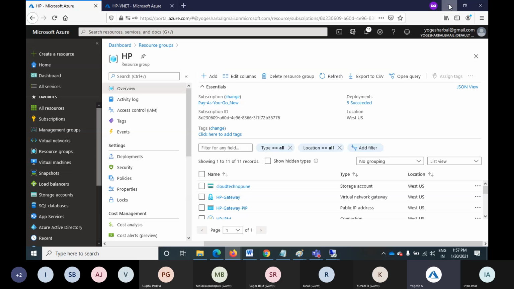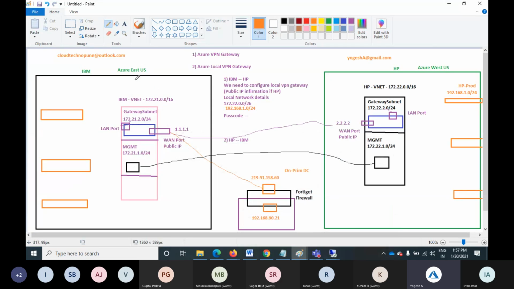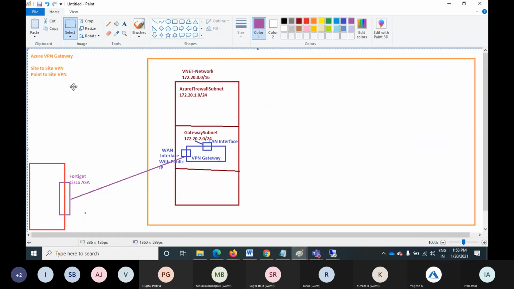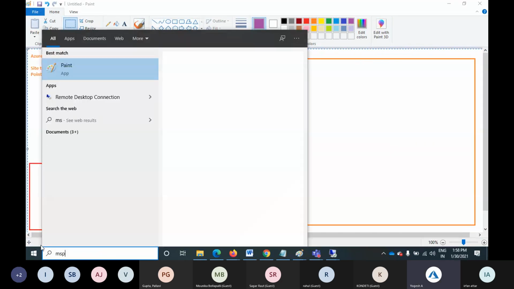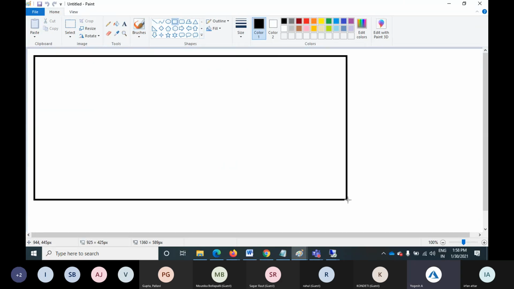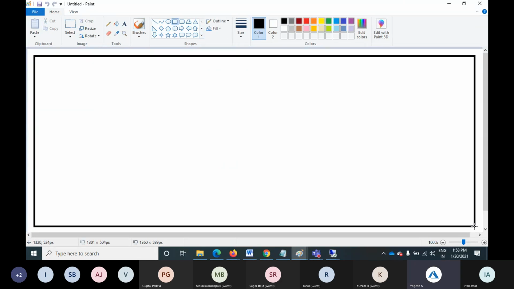Delete it. Okay. Now, how will you configure the same lab in a single subscription? Let me explain in another diagram. In your scenario, you have a single account, single subscription. So what you need to do is create two resource groups in two different regions.